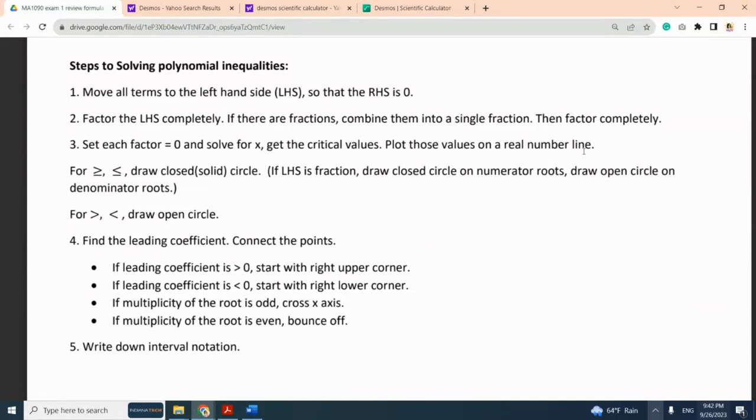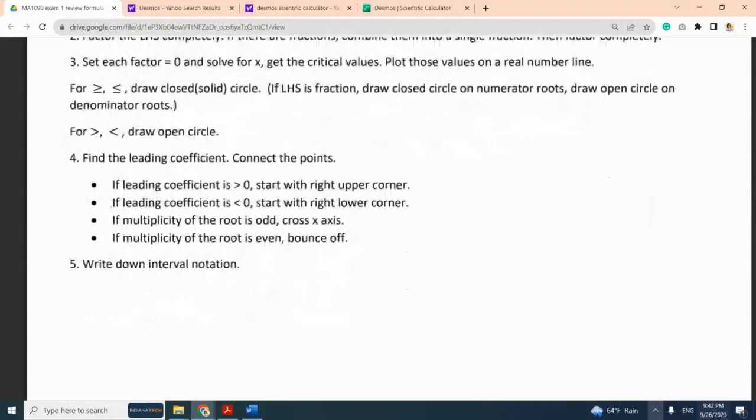Yes. Plot those values on the real number line. Yes, we did. So you look at the sign. If it's greater or equal or less than or equal, if you see that equal sign, you draw a closed circle when you have a polynomial. But if you have a fraction, you draw a closed circle on the numerator roots because your numerator could be 0. But draw an open circle on the denominator roots because your denominator cannot be 0. And if you have less than or greater than, then you don't have the equal sign, you draw an open circle for all the critical values.